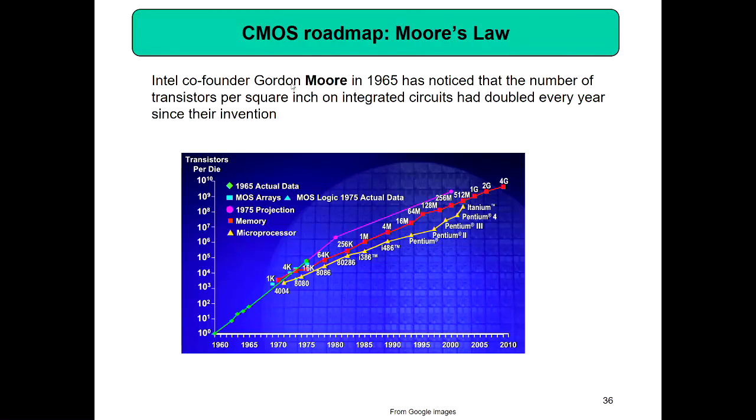So please remember Moore's law, what Moore's law says: the number of transistors per square inch on integrated circuits doubles every year. So it keeps going.